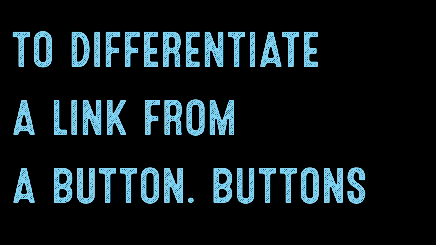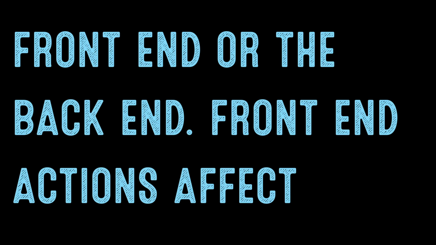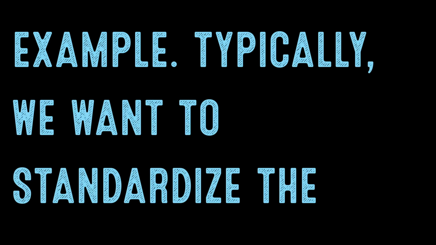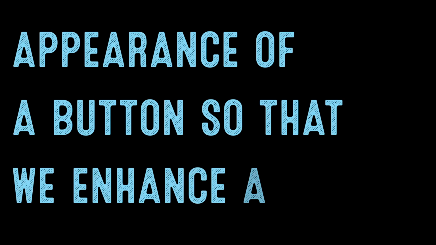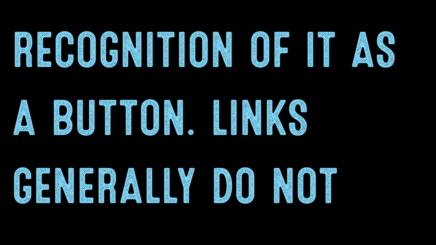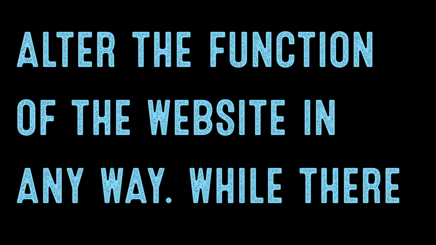It is also important to differentiate a link from a button. Buttons allow for user-triggered actions that can affect the front end or the back end of a website. Front-end actions affect a user's experience, while back-end actions are server-side functions. So a button action may request data, for example. Typically, we want to standardize the appearance of a button so that we enhance a user's recognition of it as a button. Links generally do not alter the function of a website in any way.